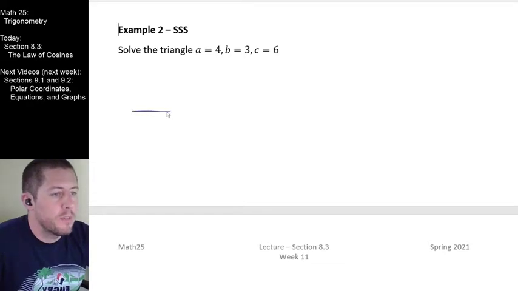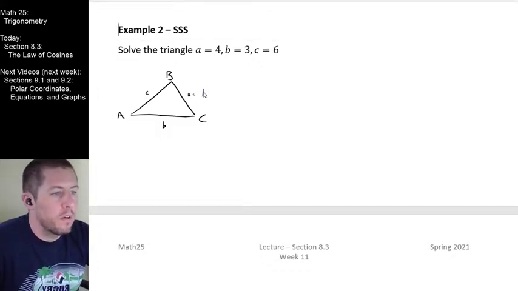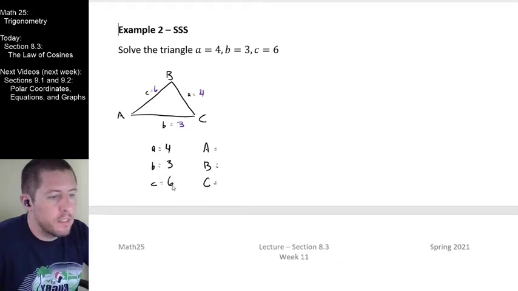So I'm going to be responsible, and I'm going to draw my general triangle. This is my A, my B, my C, my B, my A, and my C. We have been given that A is going to be 4, that B is going to be 3, that C is going to be 6. And so in my solution table, A, B, C, A, B, C, I don't know any of the angles, but I do know all three sides. So I've got A is 4, B is 3, C is 6.